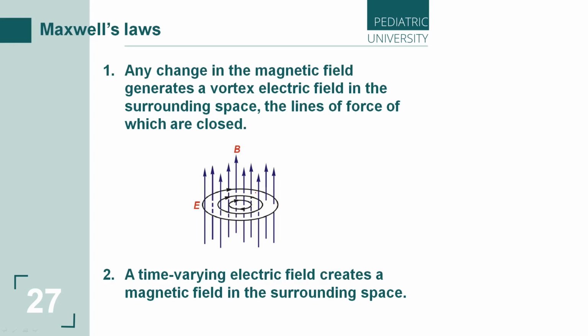The opposite point: a time-varying electric field creates a magnetic field in the surrounding space. So, if we have a change in the magnetic field, we can create a vortex electric field, and opposite, if we have a change in the electric field, it can create a magnetic field in the surrounding space. This is Maxwell's law, a new interpretation of the law of electromagnetic induction.